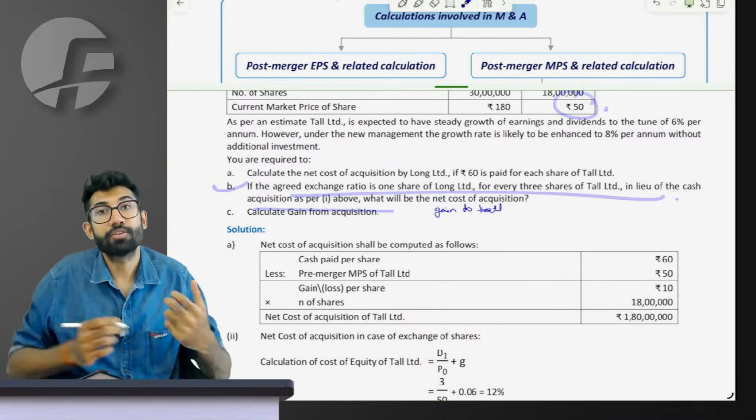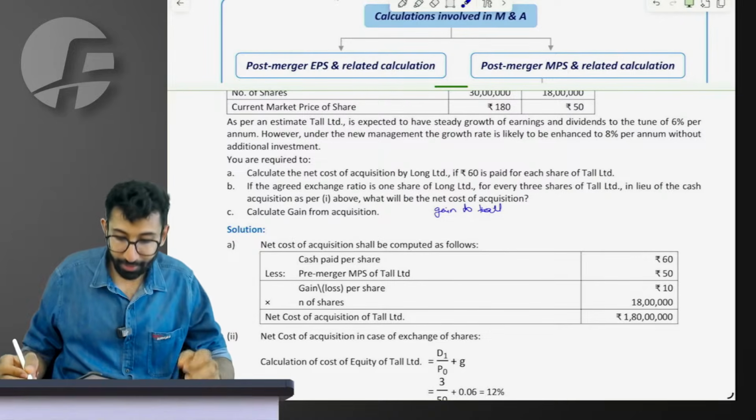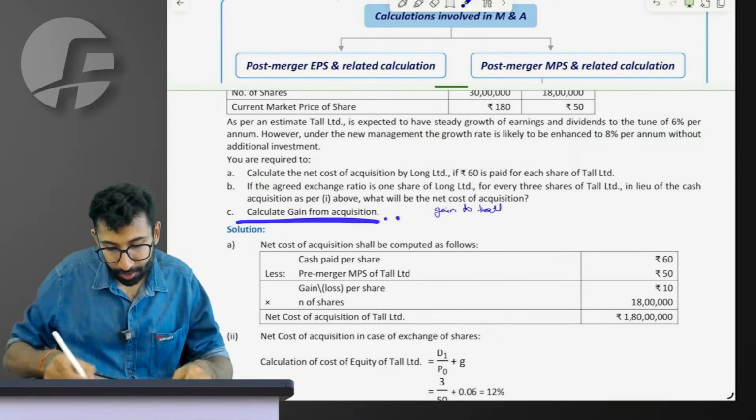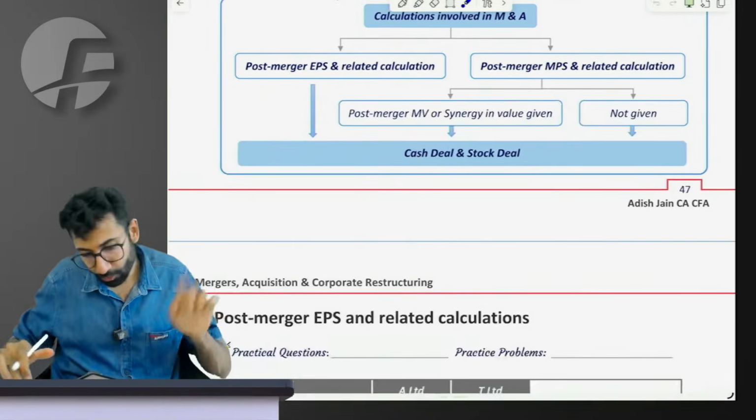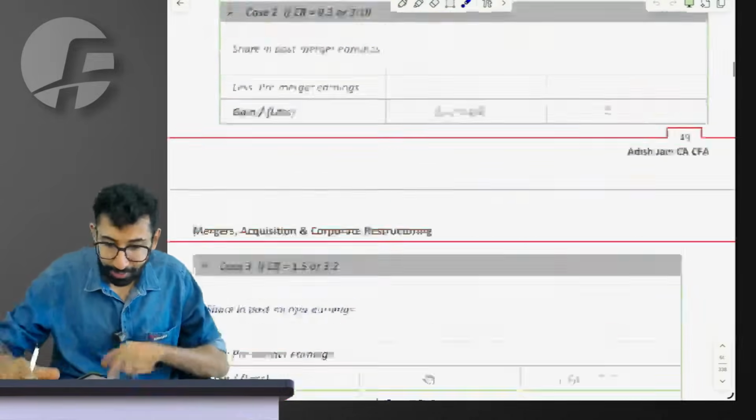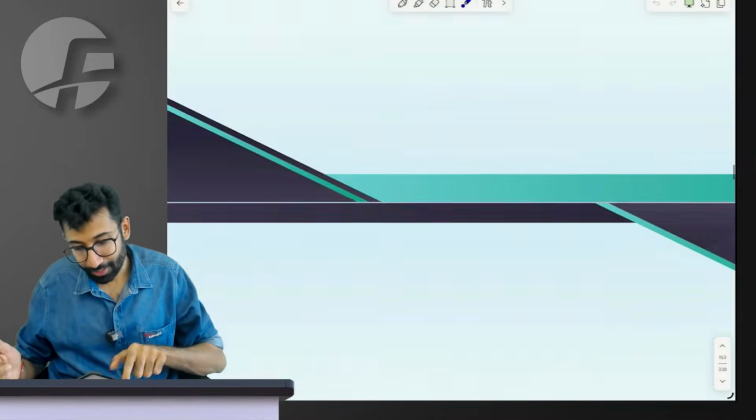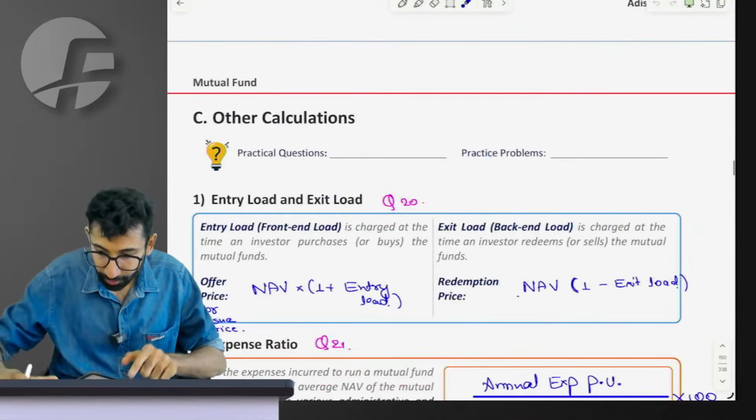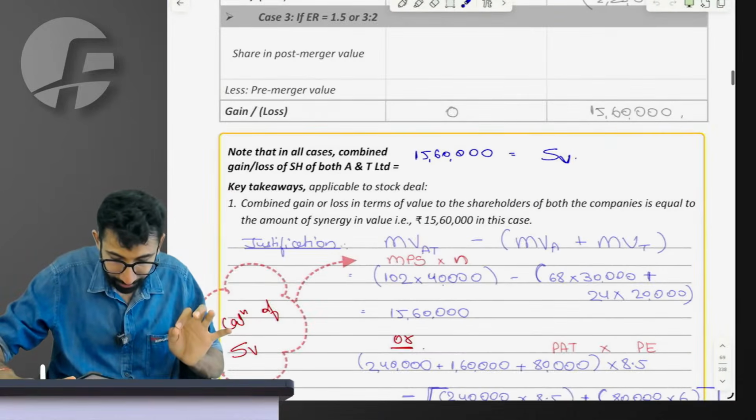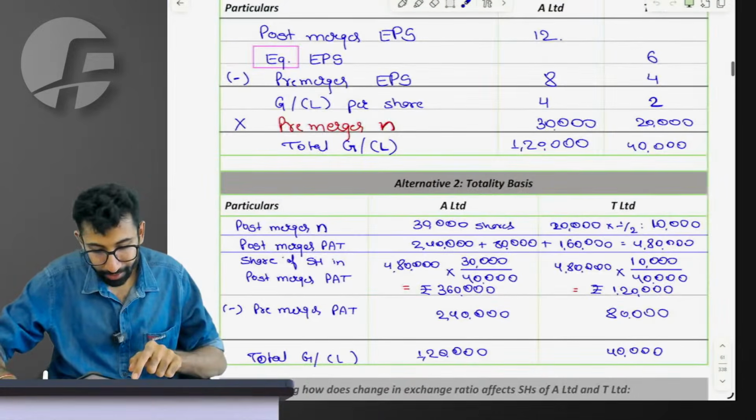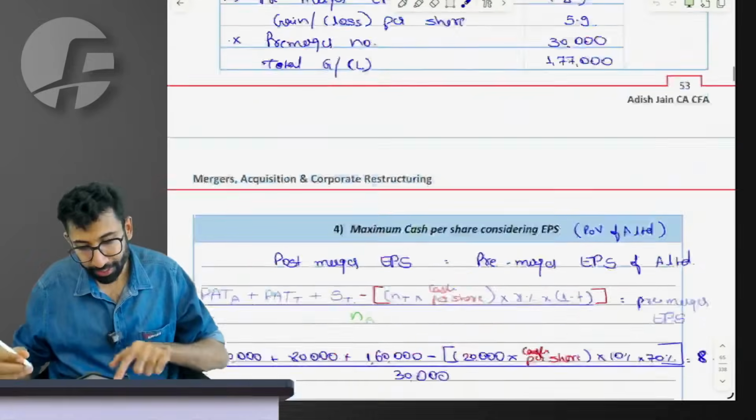Right. One more illustration than the previous one we have done. Then gain from the acquisition, this part we will do later. Now you understand the next concept. The next concept is the cash deal. People should take around 10 minutes going through the cash deal.